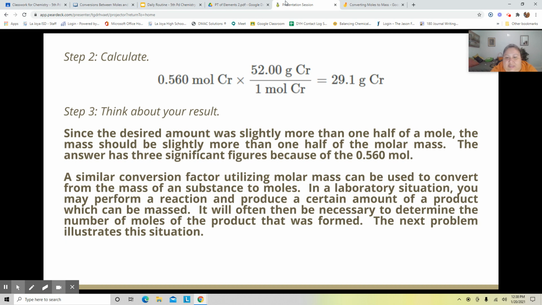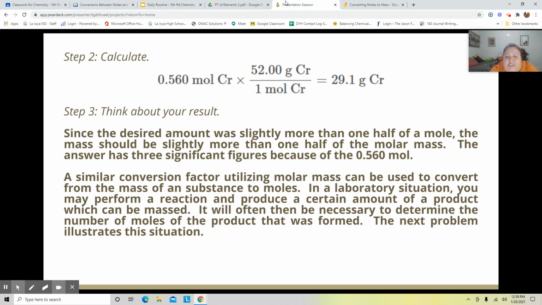The answer has 3 significant figures because of the 0.560 moles. Don't worry about significant figures. That's more for like pre-AP and AP. I don't think we talk about them too much. But if you need me to teach you significant figures, I can teach you significant figures after school.